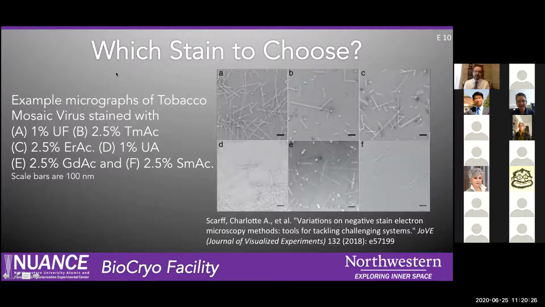In this figure from Sharf et al., you can see that the tobacco mosaic virus was stained with various stains, ranging from uranyl formate to uranyl acetate, which you can see in D there, top and bottom, A and D. You can compare those, and they're very different, and you're going to get very different results from that. Utilizing different stains, you have gadolinium acetate and samarium acetate.